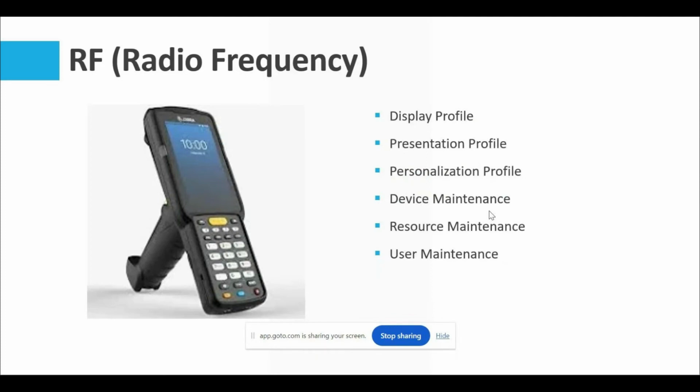Then comes the resource maintenance. Resource maintenance and user maintenance are important in the RF application, because without that we will not be able to execute any RF application. We will have to have a resource, which is your ID, and assign a resource type and everything for that particular resource, and in the user you will have to assign the warehouse number and the personalization profile. With all these settings, you can have an RF application up and running on the handheld device.